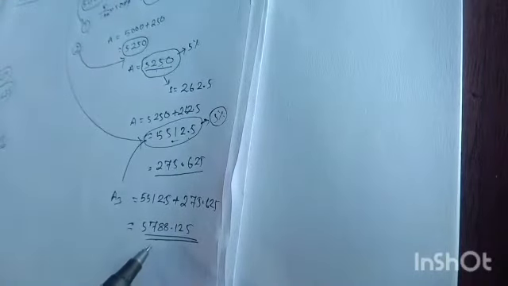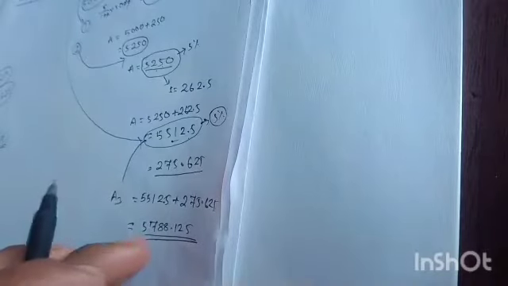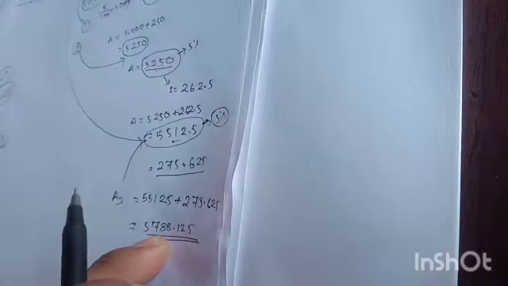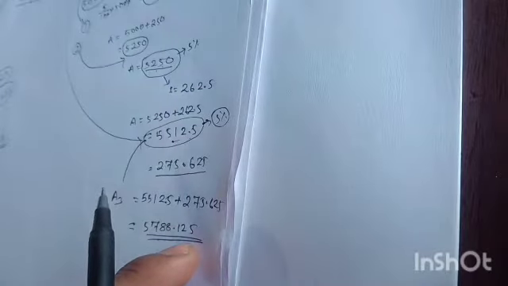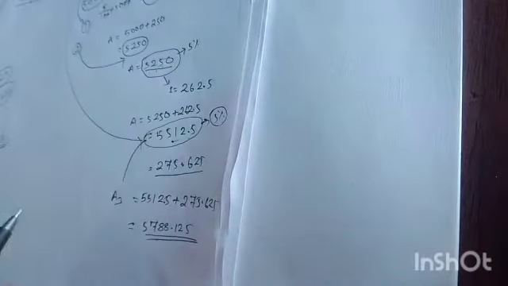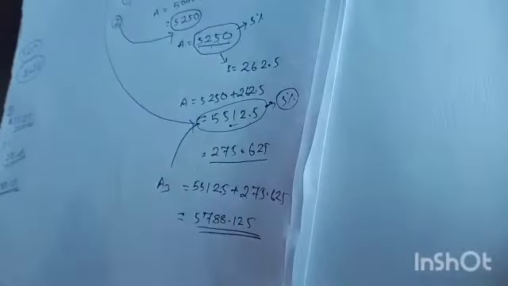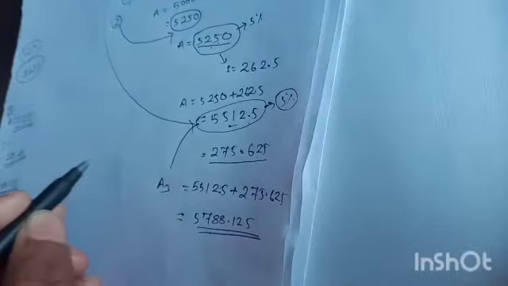5,788.125. Okay. So this much amount will be the third year. So in the third year he has to pay this amount, 5,788.125. Okay. This is called compound interest. Okay. So see, again I am going to tell you once.